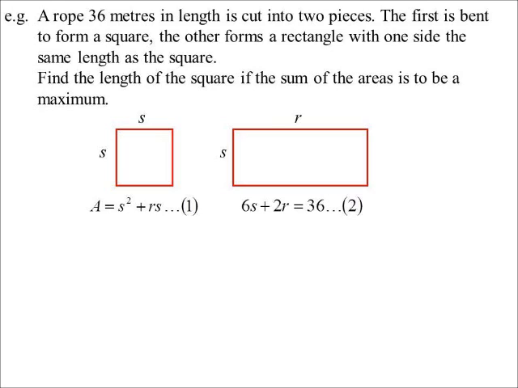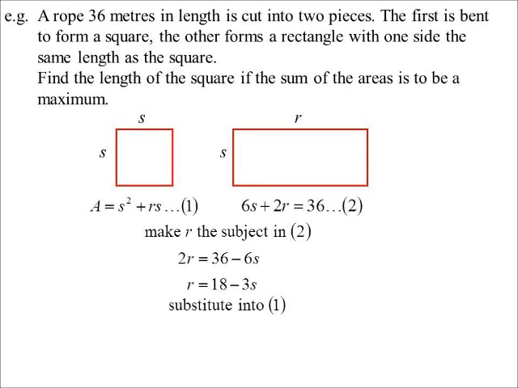So, all right, I need to eliminate either the R or the S out of the area equation. I want it in terms of one variable. And I want to make life easy for myself. It's going to be a lot easier to eliminate the R than it is the S. So the second one, I'll make R the subject. And we get R is 18 minus 3S. Substitute that back in. There's my equation, tidy it up.